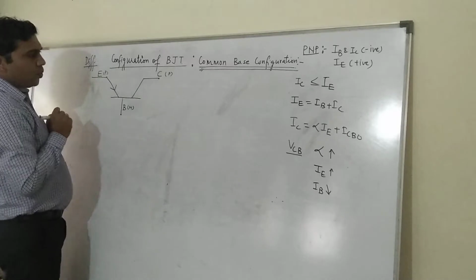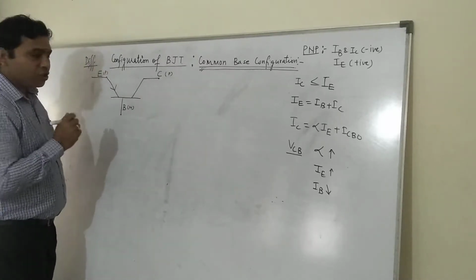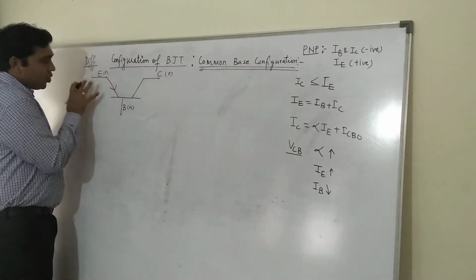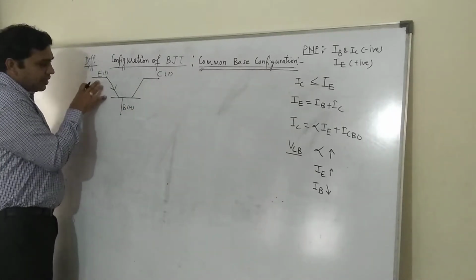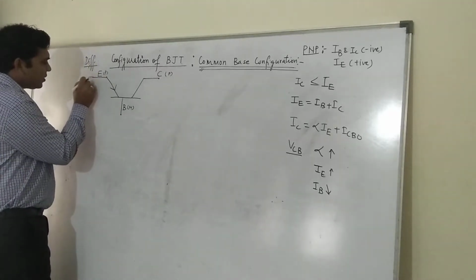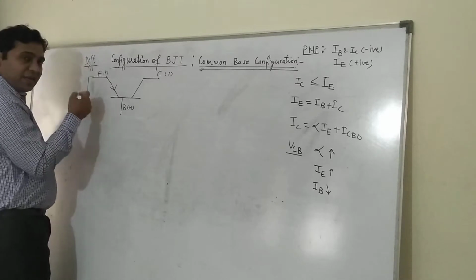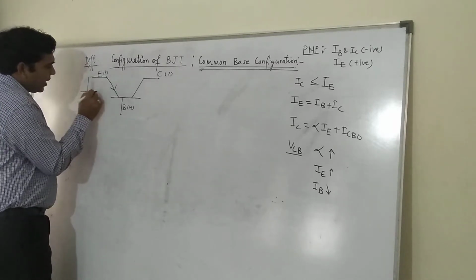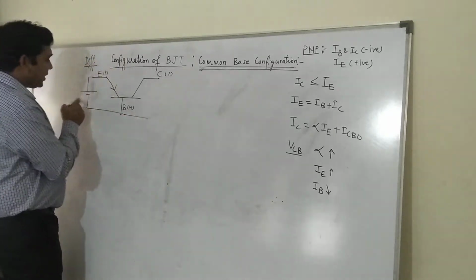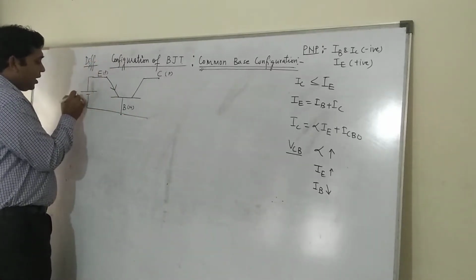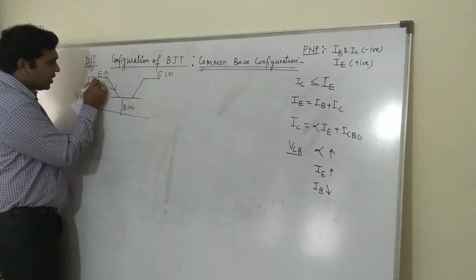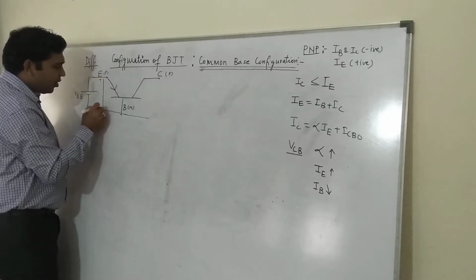Now, how to draw the characteristics? We need to make the circuit first. We know that the emitter-base junction is always forward biased. So by applying P as positive and N as negative, we can have forward biasing here. Let's call it a battery VEE, and let's say the voltage drop across this junction is represented by VEB.